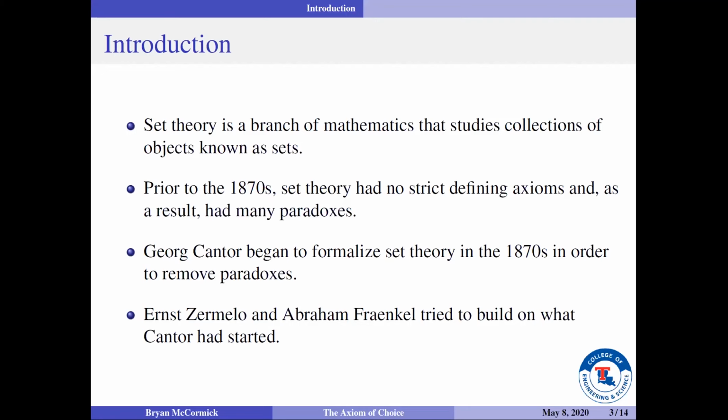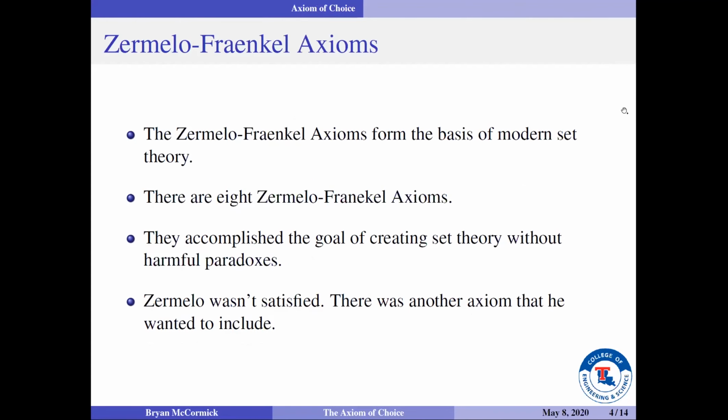If that set is a member of itself, then by definition it's not, and vice versa. So that was one of the paradoxes in naive set theory. In the 1870s, mathematician Georg Cantor began to try to formalize set theory, to get some strict, rigid definitions and axioms. And Ernst Zermelo and Abraham Fraenkel tried to build on what Cantor had started. So they came up with the Zermelo-Fraenkel axioms, and they form the basis of modern set theory.